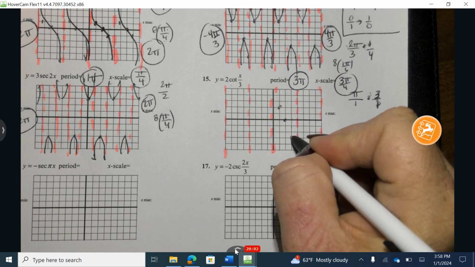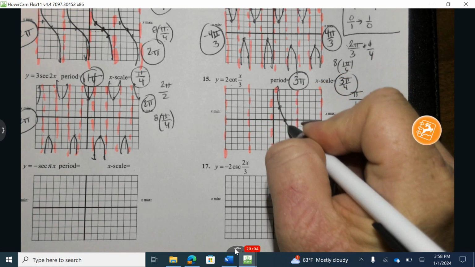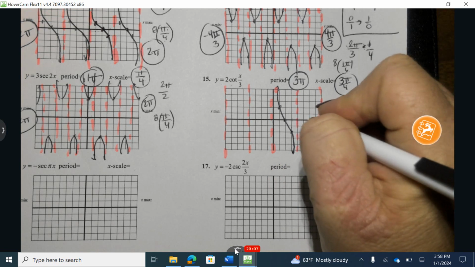This would generally be down 1. I'm going to multiply it by 2. It just rises and falls at a faster pace.